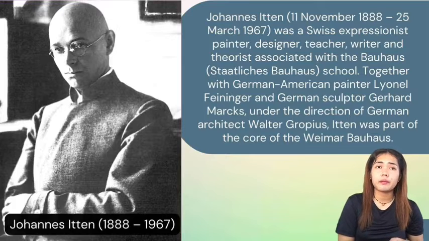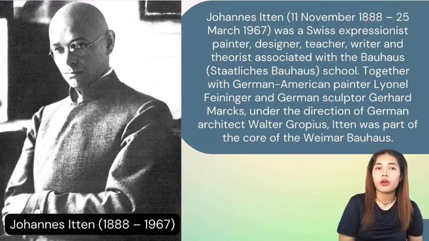Together with German-American painter Lyonel Feininger and German sculptor Gerhard Marcks, under the direction of German architect Walter Gropius, Itten was part of the core of the Weimar Bauhaus. Johannes Itten, a trained elementary school teacher, was among the original educators at the Bauhaus, where he served as master from 1919 until 1923. His creation of the school's preparatory class changed art instruction.